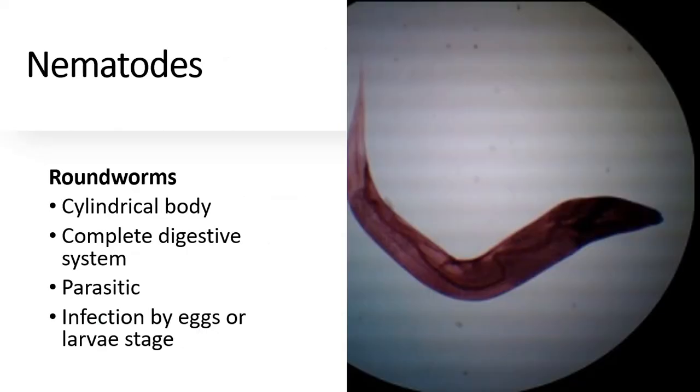And then we have the nematodes. The nematodes are the roundworms, and they're called roundworms because they have cylindrical bodies. They do have a complex digestive system. They are parasitic, and usually if you get infections, it's because you're getting them from their larvae or their egg states, which are microscopic. So for those helminths, just learn the basics that we discussed, the different groups between the Platyhelminthes, there are two groups of those, and then the nematodes.